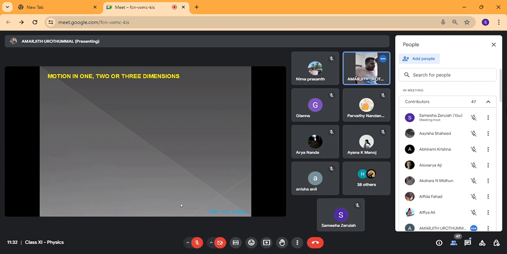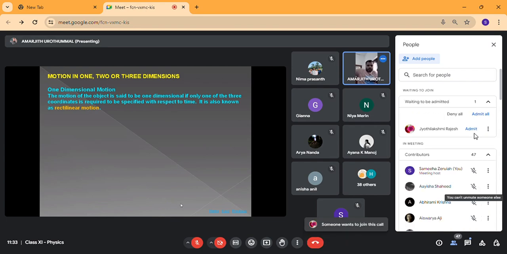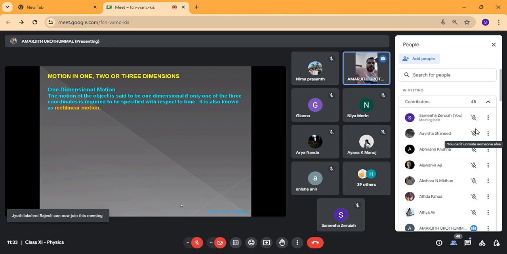Okay, good. So now motion in 1, 2, or 3 dimensions. Do you have any idea about one-dimensional motion? Motion along a straight line. Yes, exactly. It is one-dimensional motion. Can anyone tell me an example for one-dimensional motion? Free falling body. Exactly, good. Freely falling objects have one-dimensional motion. Example, if a mango is falling down freely, it has one-dimensional motion.